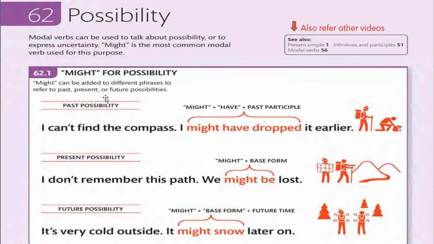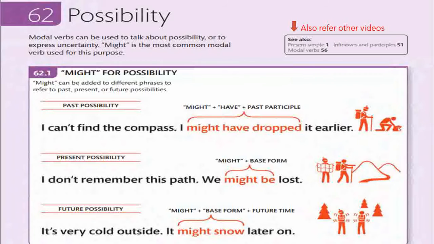I hope that past, present, and future construction is understood. Might, have with past participle; might with base form of the verb; might, base form, and future time marker.